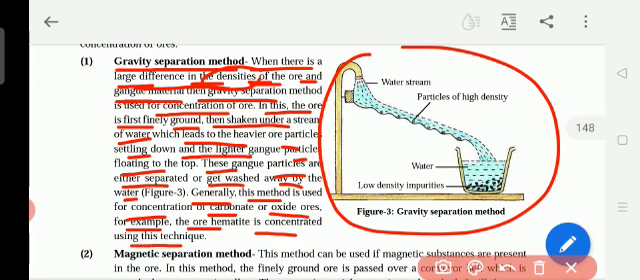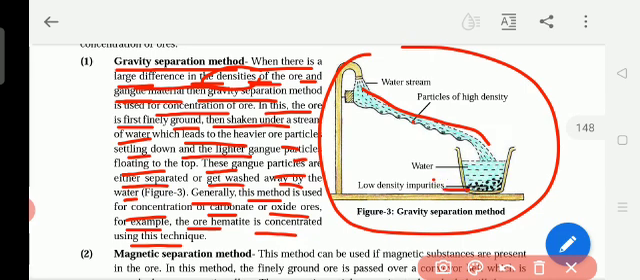Now I will explain by looking at the diagram. First, the ore is ground. This gravity separation method is used for the oxide ores and carbonate ores. So here, first the ore is made into powder. Afterwards, it is put in the stream of water. Now here you see the particles of high density, that means more thickness, and the particles of lower density, where thickness is very less.